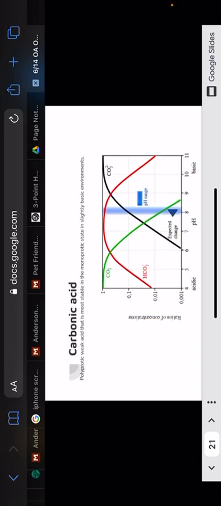Okay, so this graph right here, we can talk about it more. It's kind of complicated, but really what you should see is that the green line, that's carbon dioxide. That's not favored very much. The black line is kind of favored. That's carbonate, but it becomes less favored the more acidic we get. And what's mostly favored is the hydrogen carbonate.